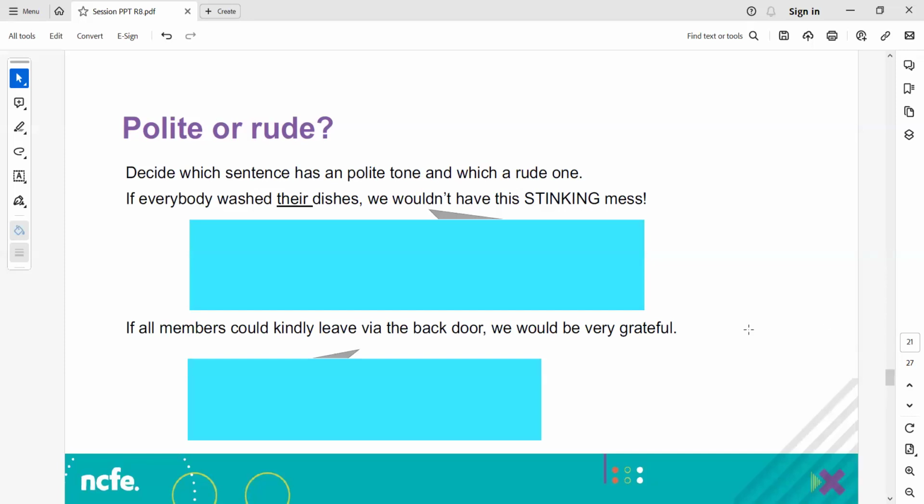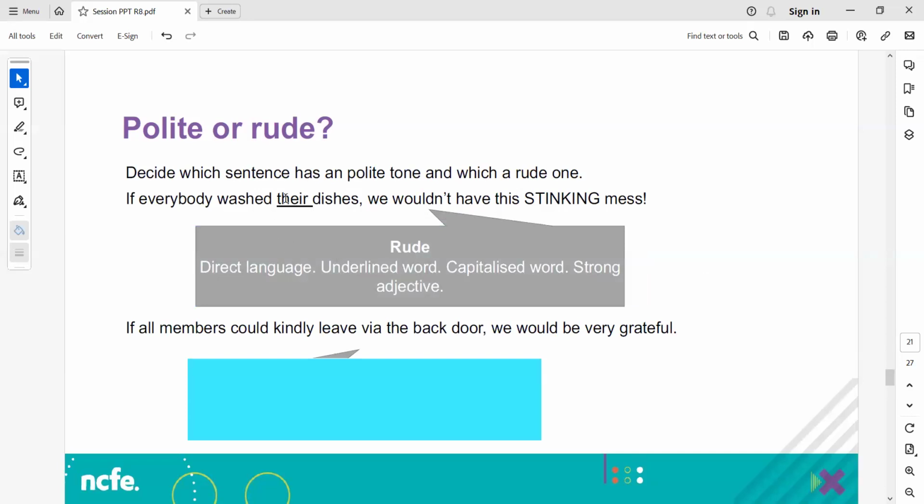Because of the tone of the language and the stinking mess. Yes, stinking. It's even been put in capitals to emphasize it. And then we've got "their" underlined, so we're using that pronoun to add to that effect. Their dishes. So direct language. It's got an underlined emphasized word, the capital that you spotted, stinking, and a strong adjective.